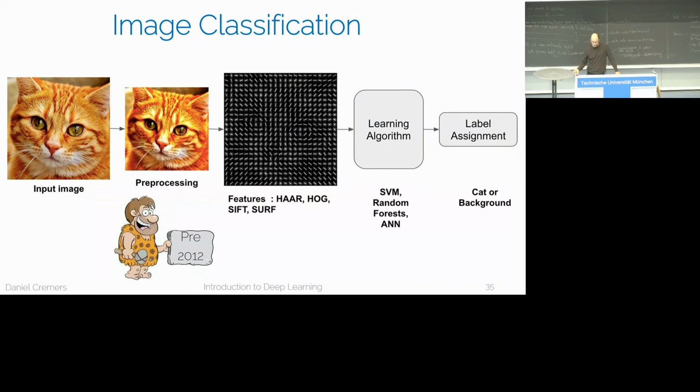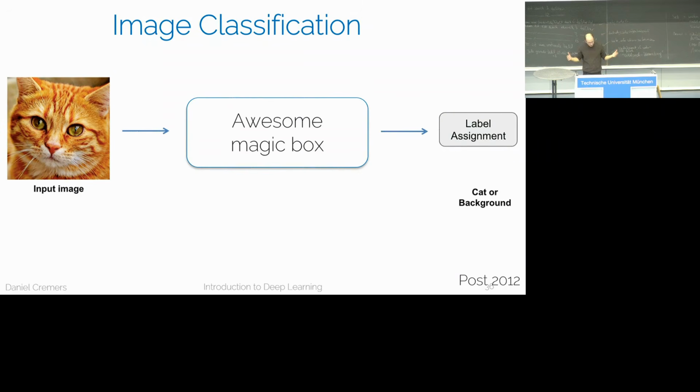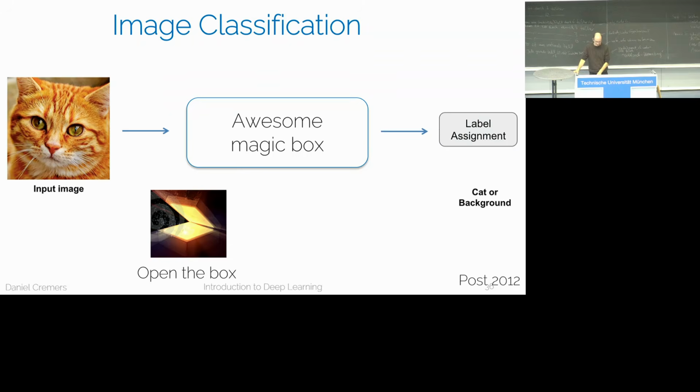And that worked so-so. We saw how well it worked. In 2011, 26 mistakes on the data set. That was this pipeline. That is pre-2012. And then, as you may remember, the Krizhevsky paper came out in 2012. And now we have this awesome magic black box where everything goes in, a deep neural network, and out comes the label.